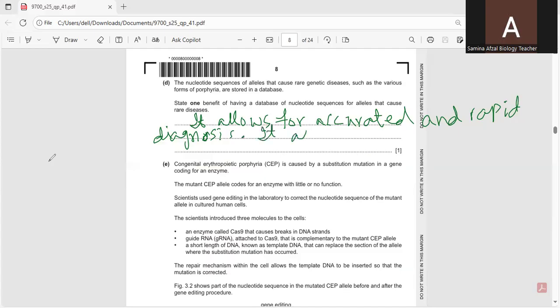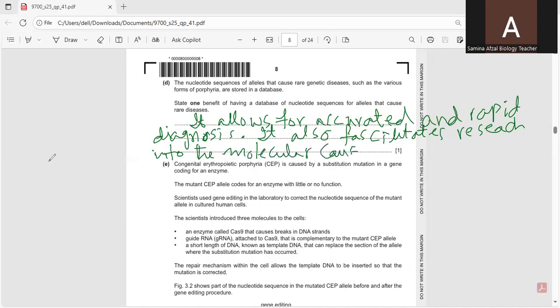It also facilitates research into the molecular cause of the disease.